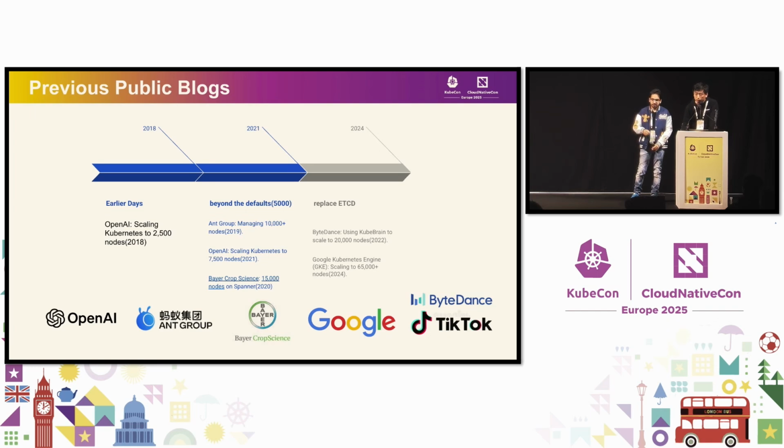From previous public blogs, in the early days, OpenAI scaled their Kubernetes to 2,500 nodes in 2018. Later, we can see there's Ungroup and OpenAI and also Bayer. They have about 10K or 15K nodes for their cluster. Later, ByteDance used Kubebrain to scale to 20K nodes. And last year at KubeCon North America, GKE announced scaling to 65K nodes. And there was a demo yesterday if you were in the demo theater.